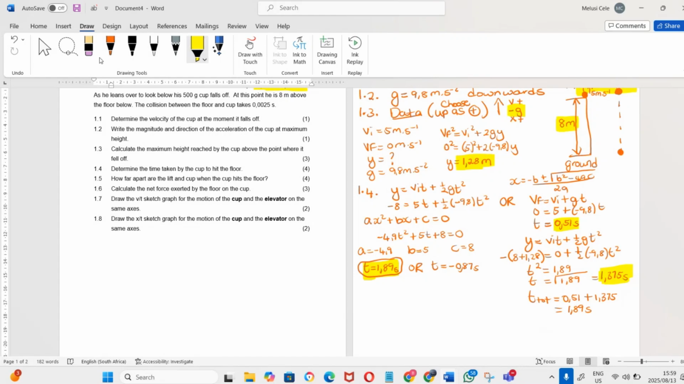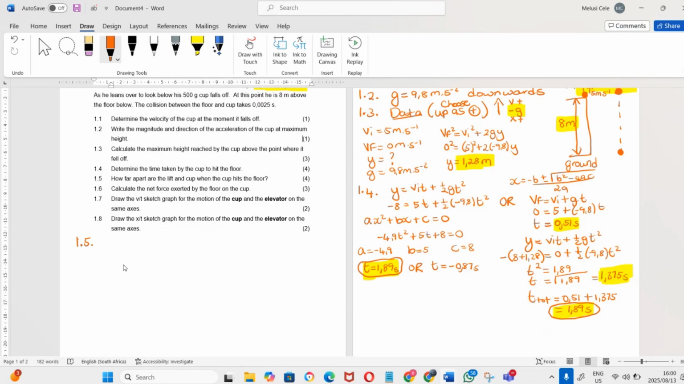So you would notice that the first method and the second method give us the same answer, right? You can choose any of those methods. The first one is quicker, and only if you know how to use your calculator. Then 1.5, I'm just going to write that here to keep everything on one screen. It says how far apart are the lift and cup when the cup hits the floor.